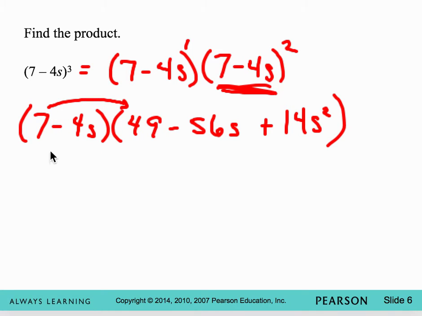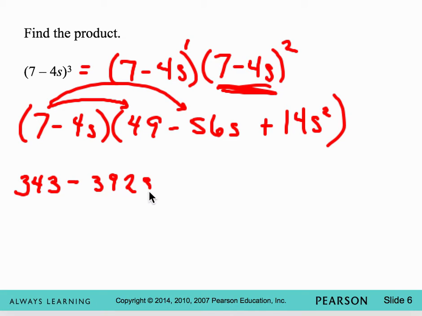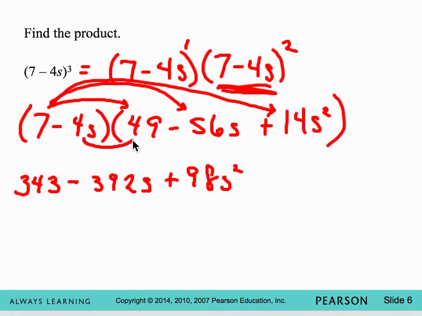7 times 49. Let's see, what's that? 7 times 9 is 63. 343. 7 times negative 56. 392s. If you need to go over and do your multiplication, go over and do that. 7 times 14s squared plus 98s squared. And then move to the next term.